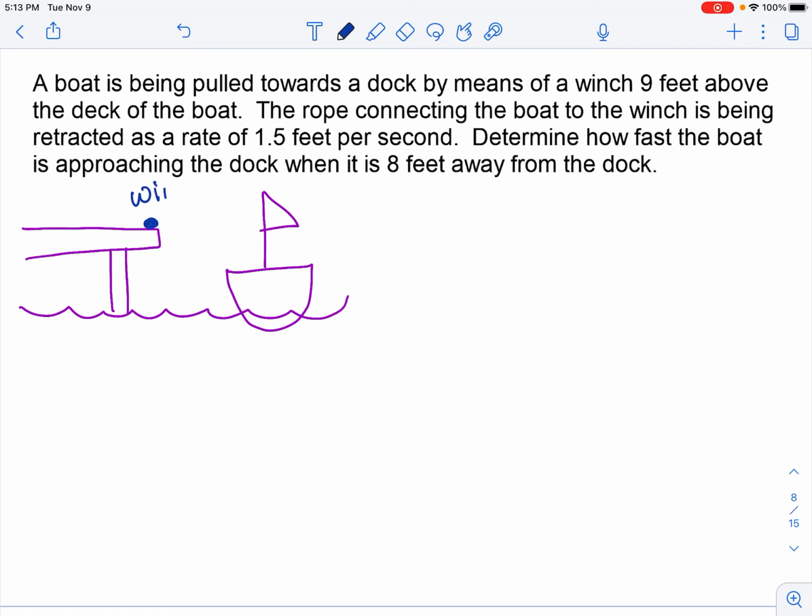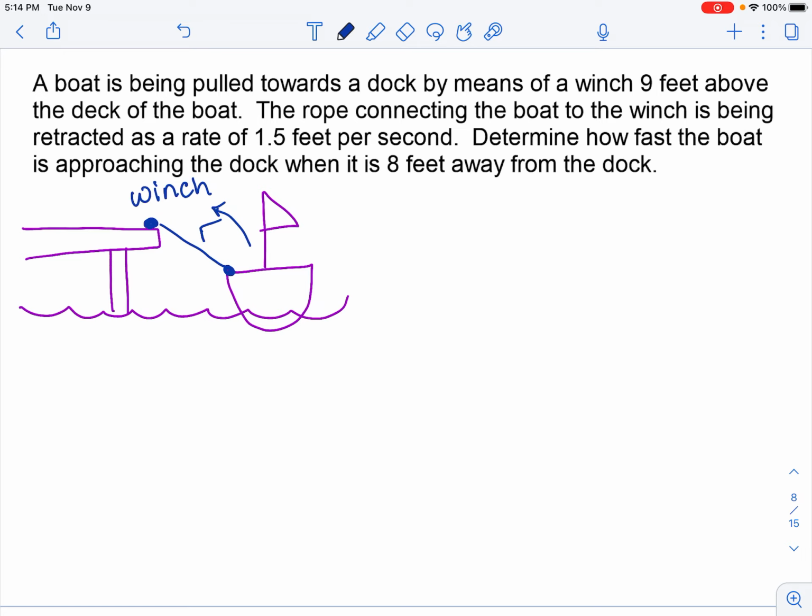So here's the winch, which is a mechanism that will pull the rope in for you. It's connected to the deck of the boat. So there's a rope here. I'm going to call that R for rope. And that rope is moving in this way. It's being retracted at a rate of 1.5 feet per second.